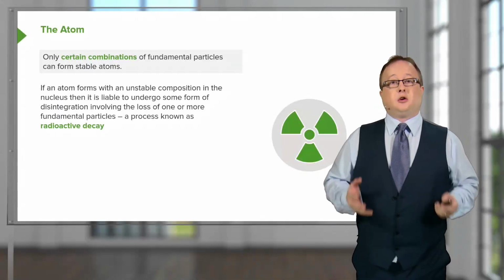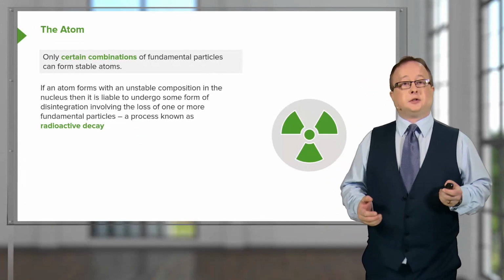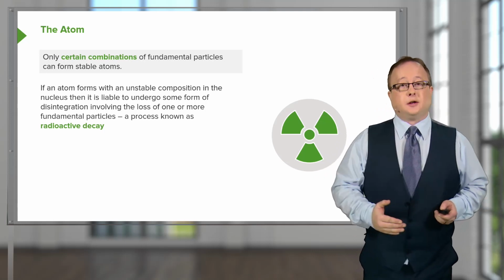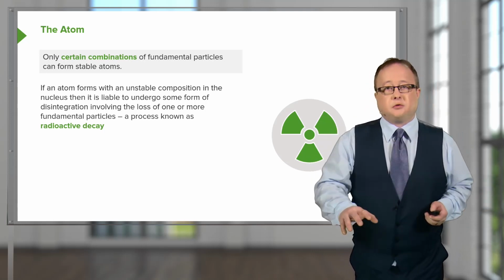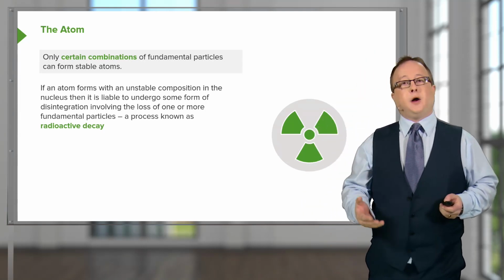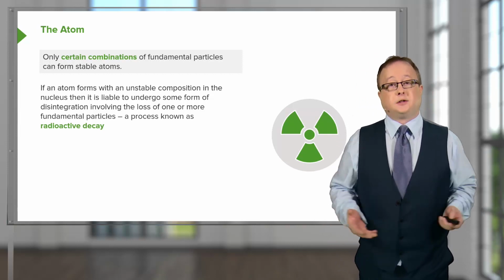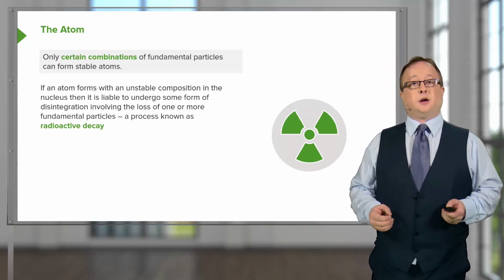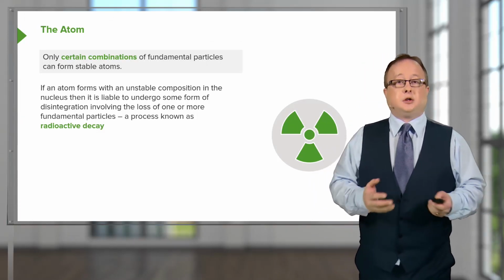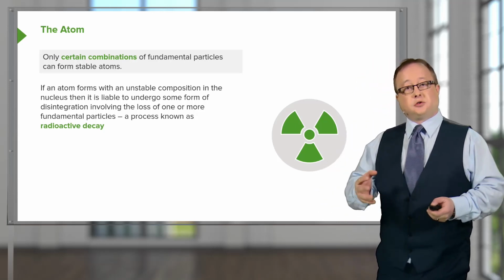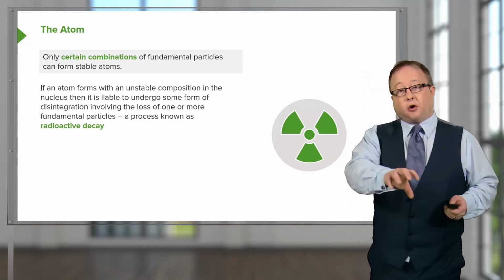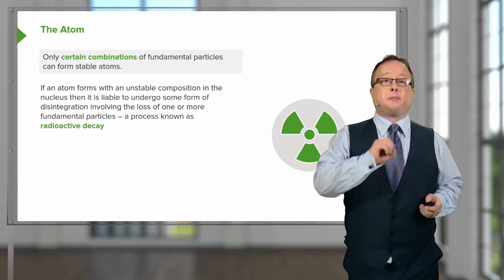So only certain combinations of fundamental particles can form stable atoms. And this goes back to what I was saying about the nucleus. Whilst it is not necessarily essential for us to understand it in the context of compound formation, it is important to be aware of the existence of things called isotopes. You have probably heard of the term radioactive isotope, and this, for example, would be where you have an unstable configuration of protons and neutrons within the nucleus that are liable to undergo a disintegration involving the loss of one or more of these fundamental particles.